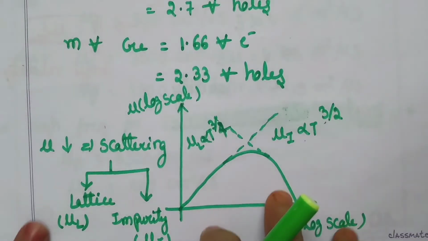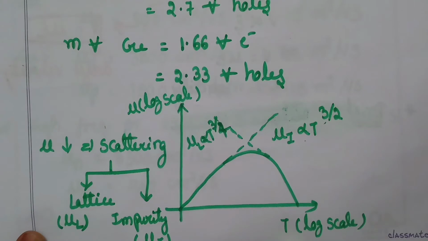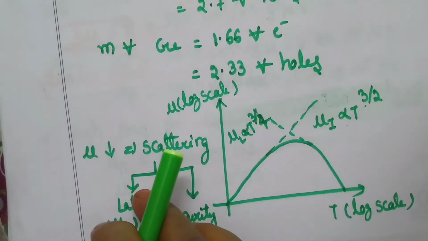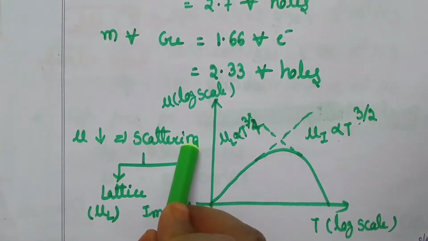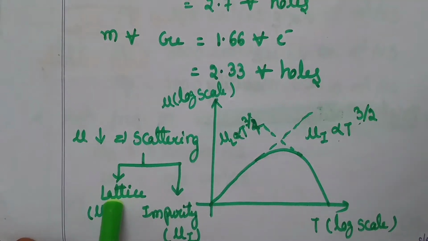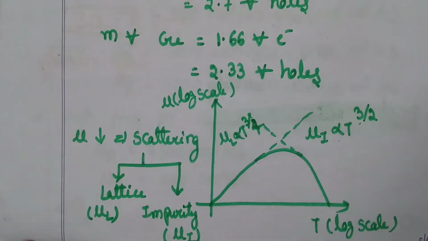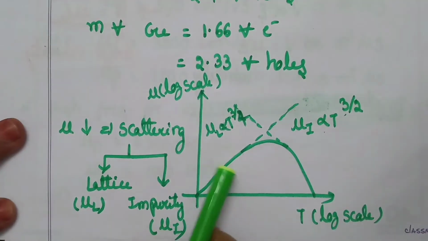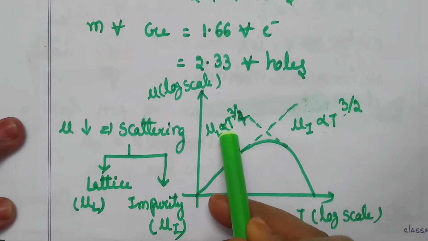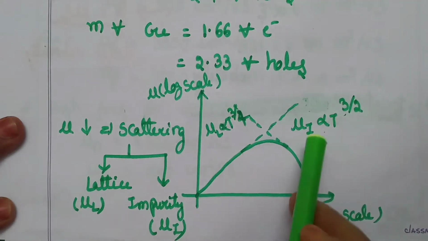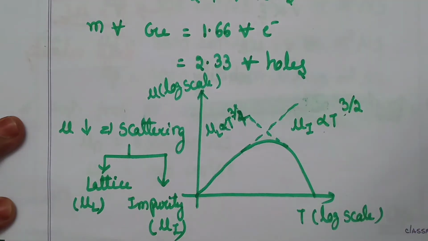If a graph is plotted between mu on the y-axis and T on the x-axis in log scale, we get it as shown in the figure. The value of mobility depends upon the type of scattering. There are two types of scattering: lattice scattering and impurity scattering. The lattice scattering mobility is denoted by mu L and the impurity scattering mobility is denoted by mu I. The mobility decreases due to scattering. From this graph we can say that the lattice mobility is proportional to T to the power of 3 by 2 and the impurity mobility is proportional to T to the power of 3 by 2.